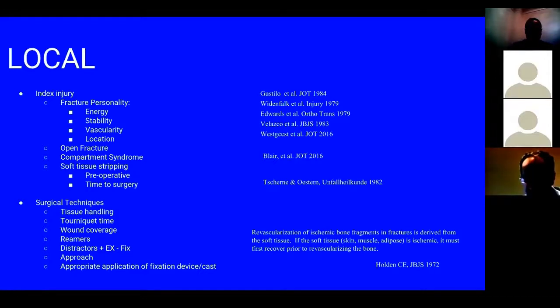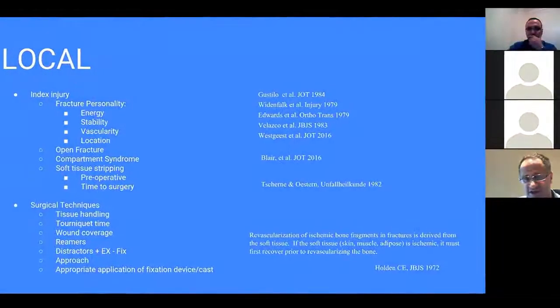My philosophy on any fracture is a fracture is a soft tissue injury with a bone in it. Literally, remember to look after the soft tissues, because revascularization of ischemic bone fragments is all about the soft tissues. It all comes from the soft tissues. If you can preserve soft tissues, you're likely to have preserved bone. And your approach as well, your appropriate application of fixation devices and cast at the time of surgery, okay?